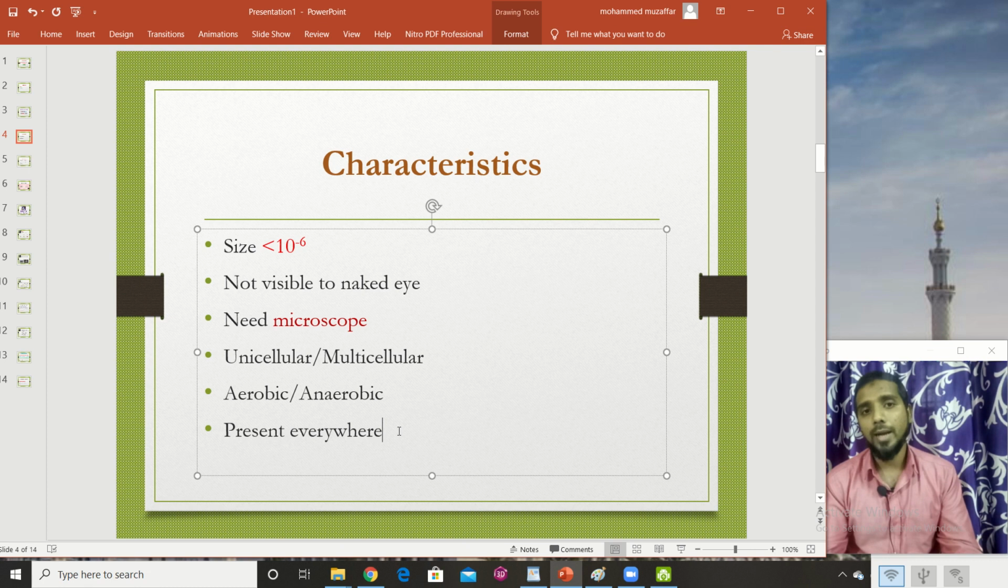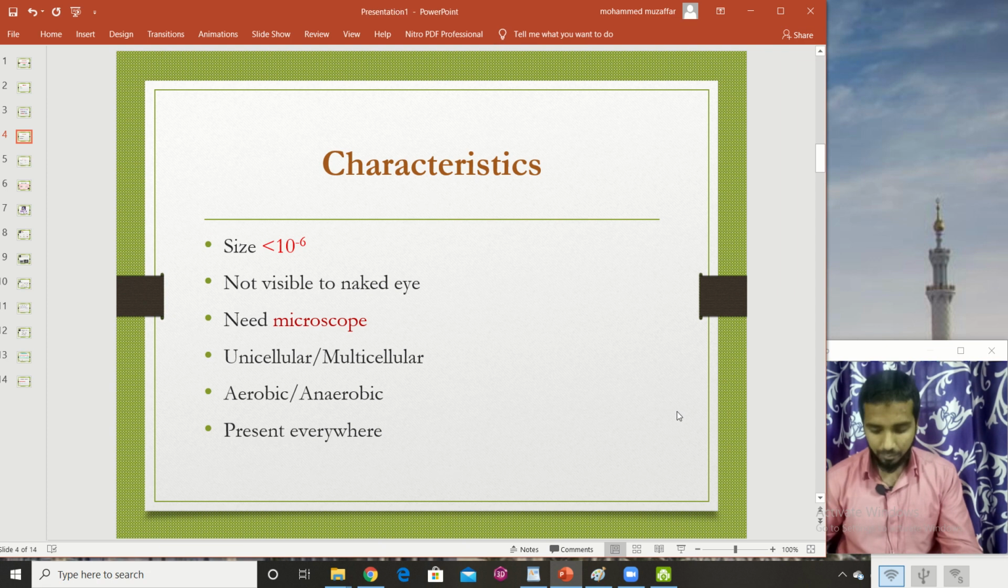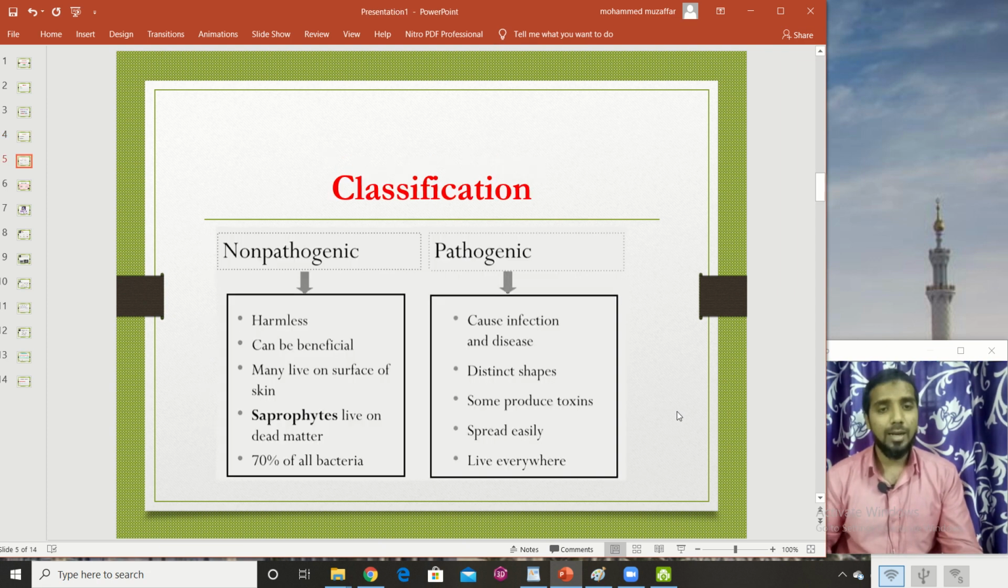Therefore, the microorganisms are present everywhere. It could be in air, water, soil, surface of the human skin, or on the plants, or on the animals, or it could even be in various places like benches, chairs and all. Okay, these were the characteristics of microorganisms. Let us deal with the classification.